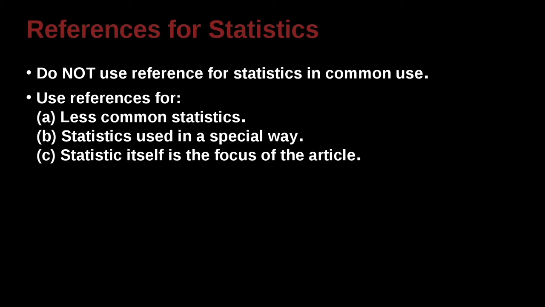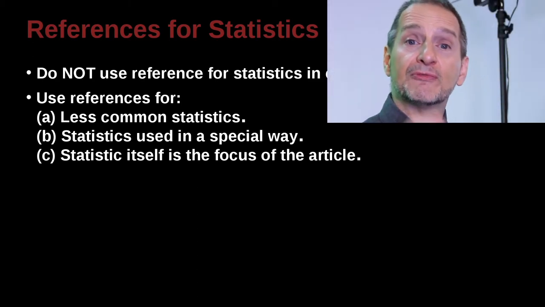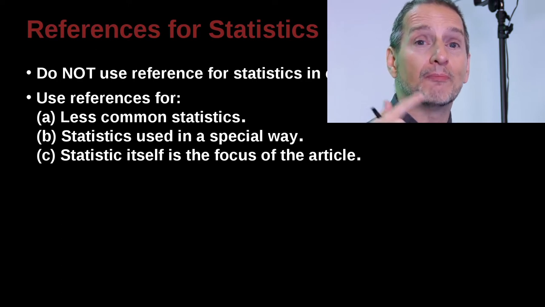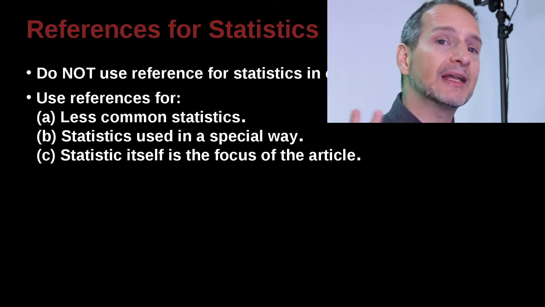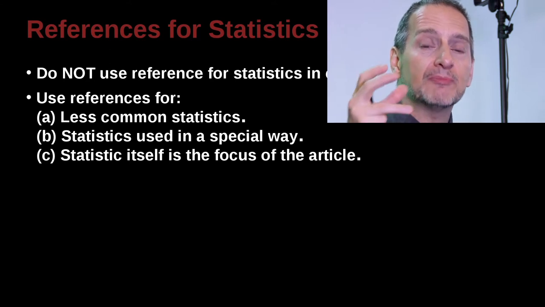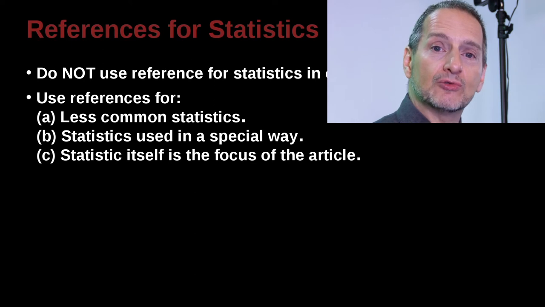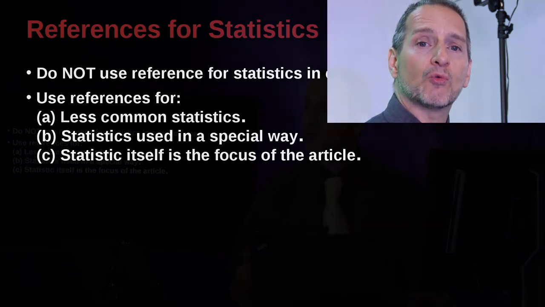Now, if the statistic is more special, you would have to use a reference. In that case, it's less common statistics that are used in a special or innovative way, or a statistic that is the subject of the article. So if the article you're writing is about statistics or a statistical test or a statistical method, or even something like a meta-analysis where you're actually manipulating the data through a statistical formula, then you probably need to reference who you got that from, where it came from.